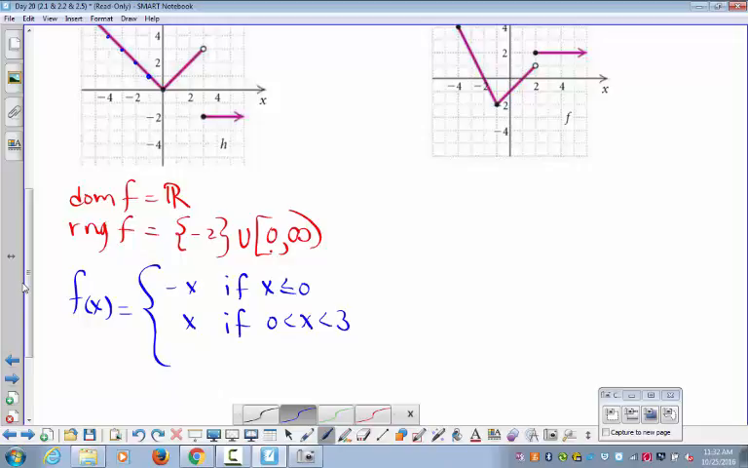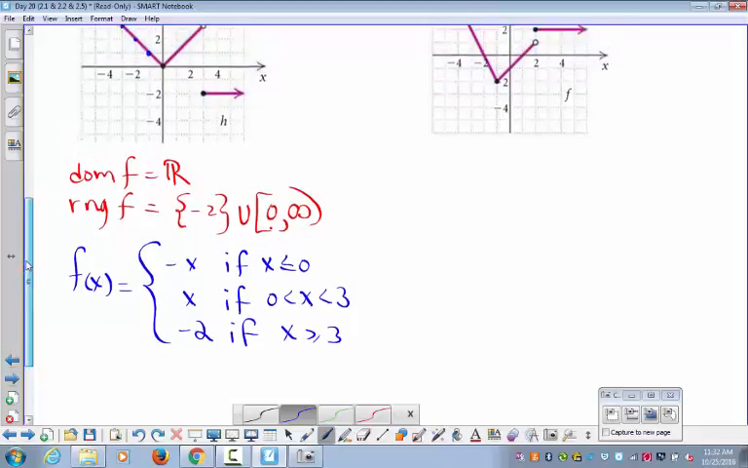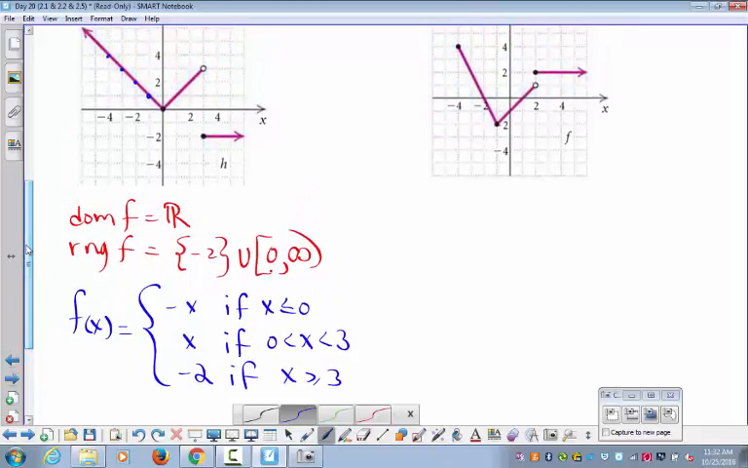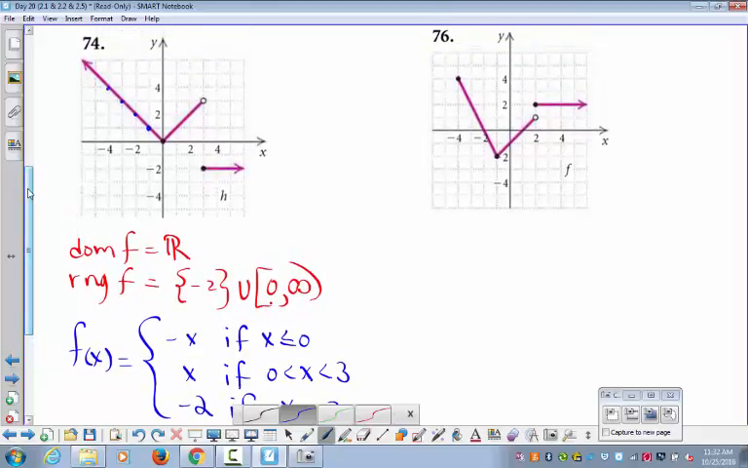And then the last piece, the third piece, the y values here are negative 2 if x is greater than or equal to 3. Good. Let's try. Let's see, you guys try this one. See if you can find the domain, range, and then equation. Three-piece function.